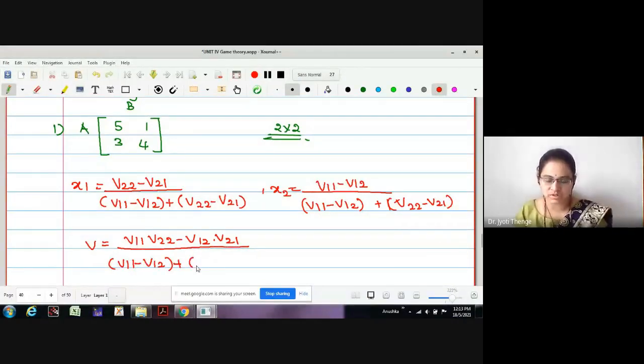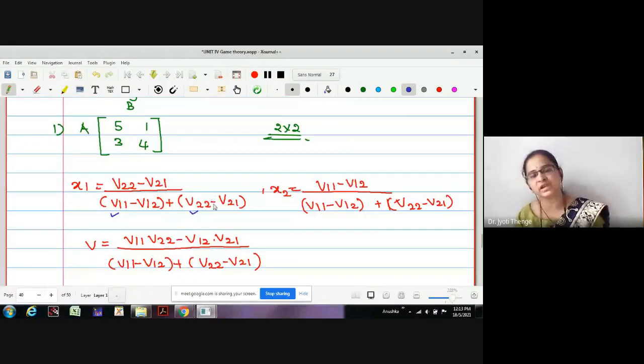In the book, it was written in a different format. I am writing this just for the sake of understanding the result. Therefore, if you check the denominator, let us think of the denominator first. What is this denominator? V11 minus V12 means it will be the difference of the first two elements, correct, no? And what for V22 and V21? V22 and V21 are the second row elements, and this will be the difference of second row elements. Correct, no?